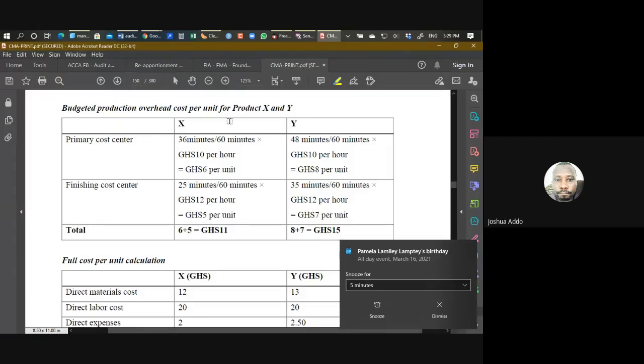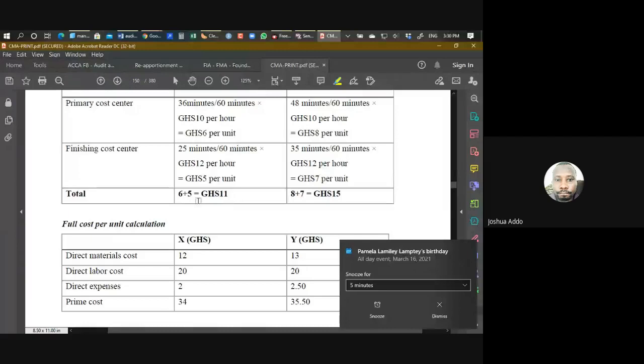So what is going to happen is that if we take product X, we take the charge from primary and add it to the charge from finishing. So it will be 6 plus 5. So the overhead cost that will be charged to product X from the two departments will be 6 from primary and 5 from finishing, which will give us 11. And that for Y is 8 from primary and 7 from finishing, which will give us 15. So we now know the production overhead cost per unit of product X and per unit of product Y.